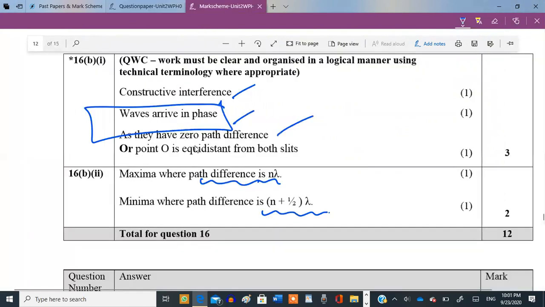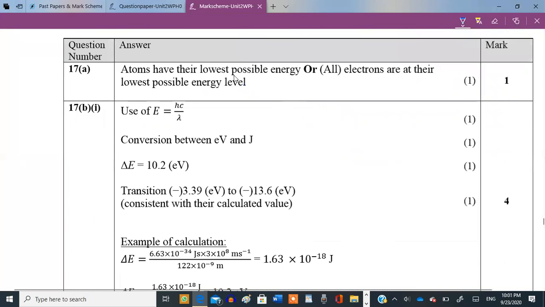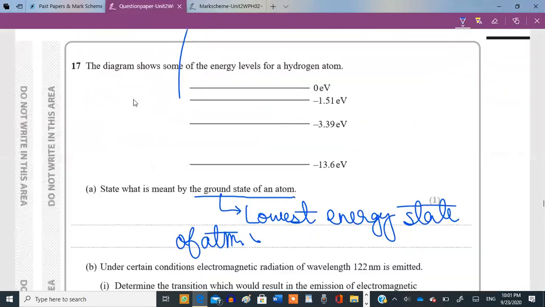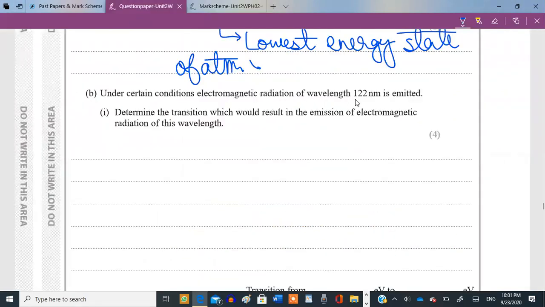Verified from the marking scheme side by side. Atom having the lowest possible energy. Okay, then part B says under certain conditions electromagnetic radiations of this much wavelength are emitted. Determine the transition which would result in the emission of electromagnetic radiation of this wavelength.